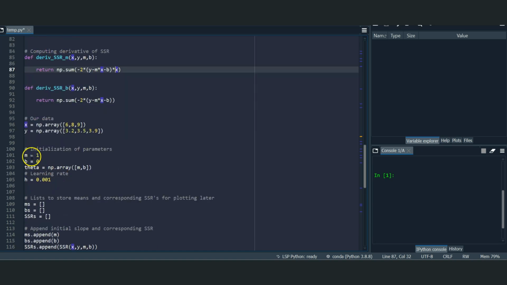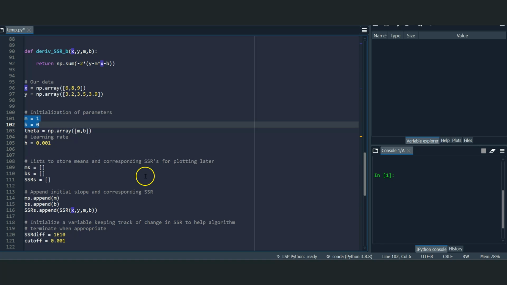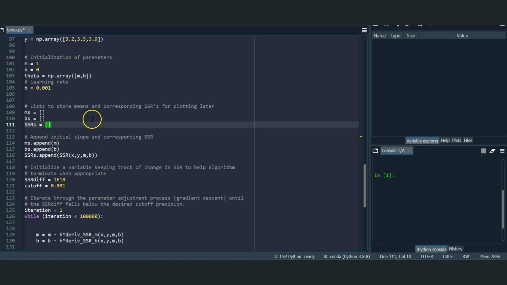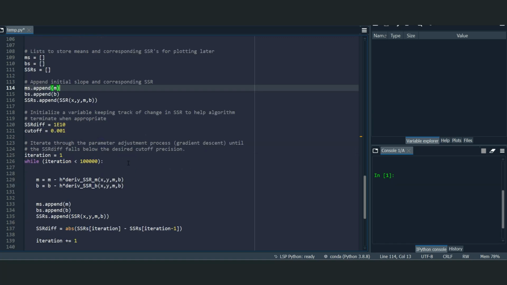And so again, we have our data, we have our initialization of parameters. It should not matter what you choose as far as the long-term convergence. Here I've chosen a learning rate of 0.001. I've had to tinker around with this, because the sensitivity of the algorithm to the learning rate is pretty mind-blowing. Now we want to keep track of the m's, the b's, the vertical intercepts, and the SSRs so that we can plot those later just to see the path that we're taking to get to that minimum. Finally, we'll just append the initial values of m, b, and SSR.